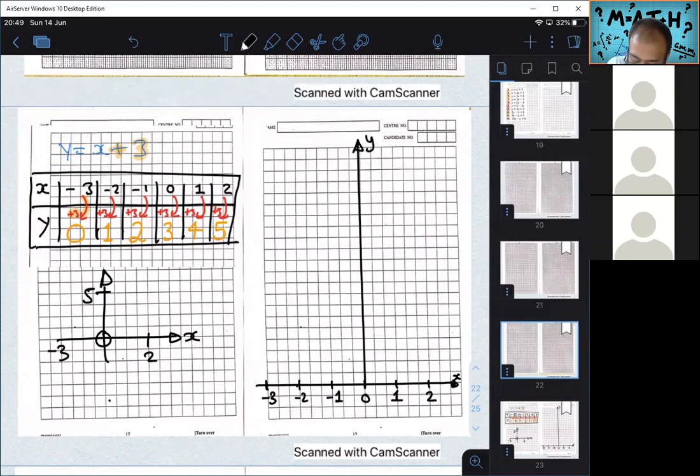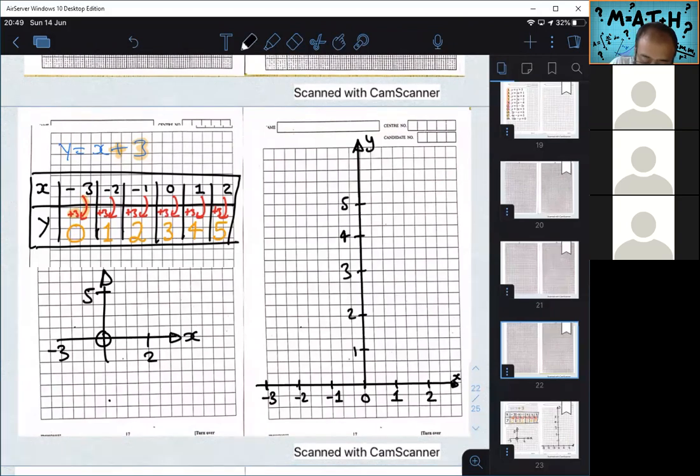Okay, so you're going to go up to 5. 1, 2, 3, 4, 5. Is that all right, Kasali? Yeah? Okay, now we need to plot the values, folks.